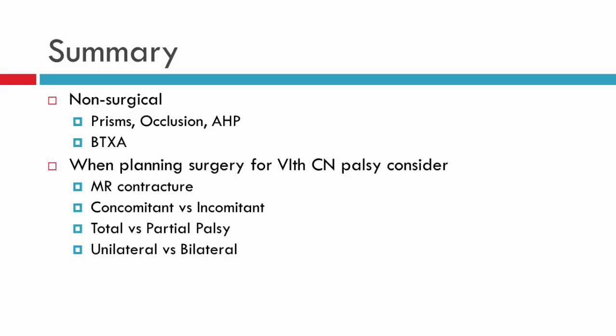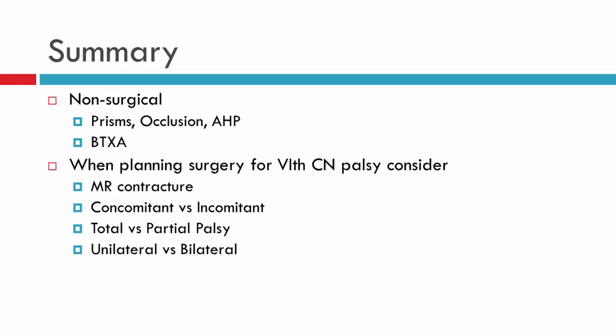Firstly, you need to consider whether you have a medial rectus contracture, in which case, if there is a positive force duction test, you need to recess that medial rectus. You need to think about, is it concomitant or incomitant? This will influence the surgical choice. Is it total or partial? And finally, do you have a unilateral or bilateral sixth nerve palsy? So in considering all those factors, you'll be able to plan for surgery.